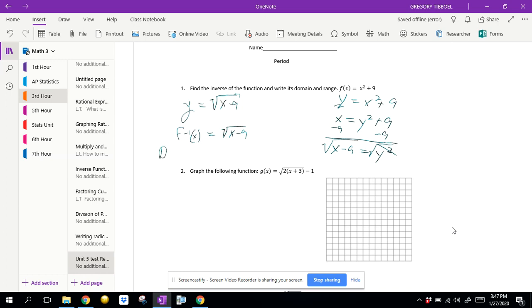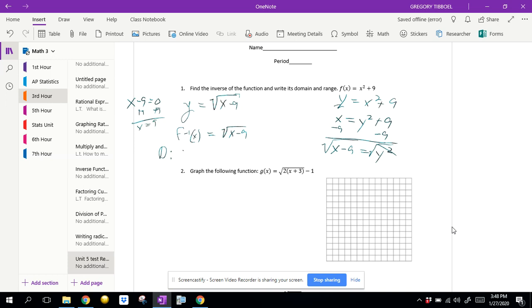Now, what are we going to do for our domain? Well, our domain is what x can be. Well, x can be whatever it takes to make this square root stay non-negative. So if x is 9, 9 minus 9 is 0, I can take that. But if it goes below that, let's say it's 8, 8 minus 9 is negative 1, so it's bad. So one way to do this is you can just set whatever's inside the square root equal to 0 and solve for it.